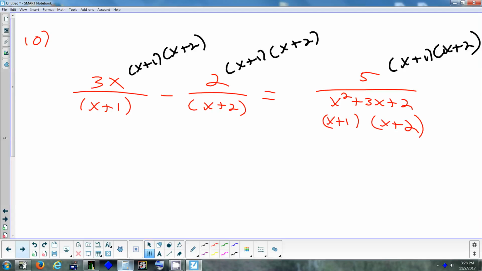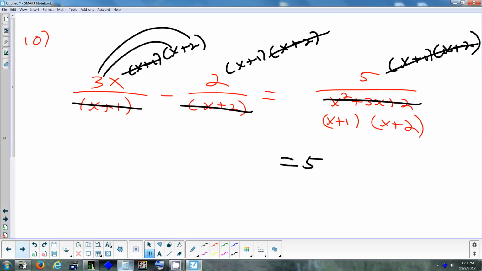Okay, what cancels on the first fraction? X plus 1. Second fraction? X plus 2. Third fraction? Both. Whole thing. So on the right, you're just left with 5. On the left, that's a distributive. 3x squared plus 6x.